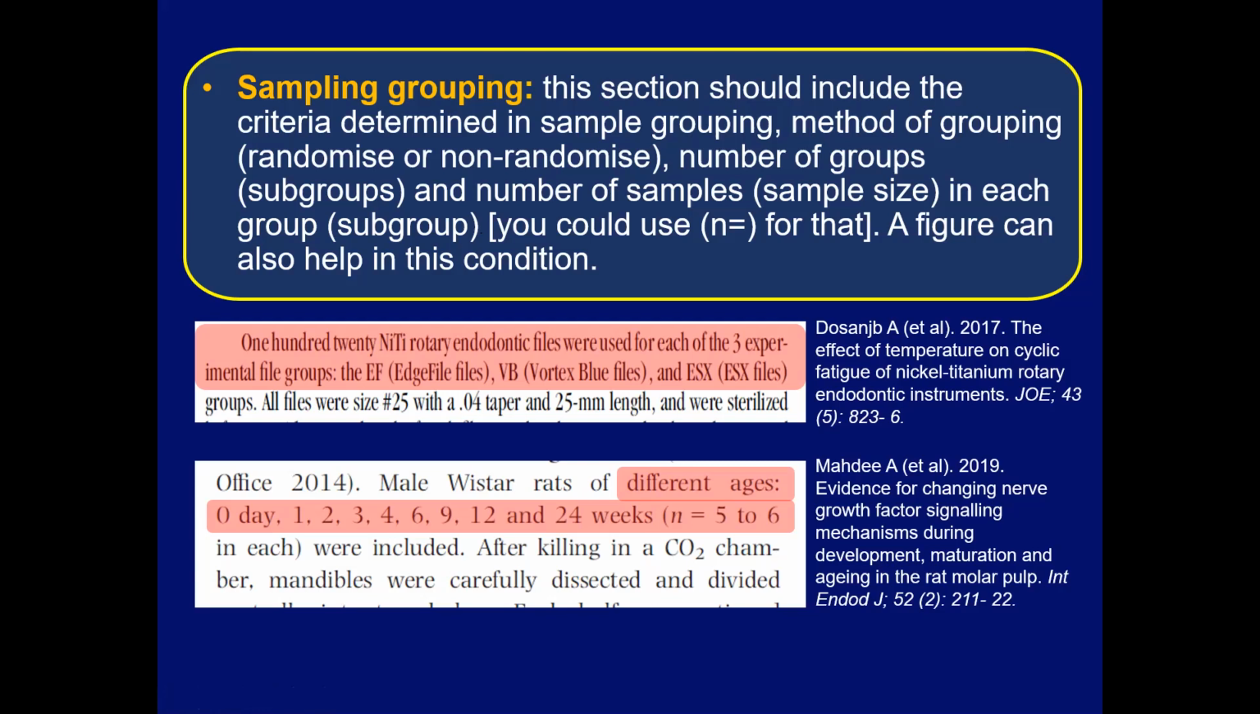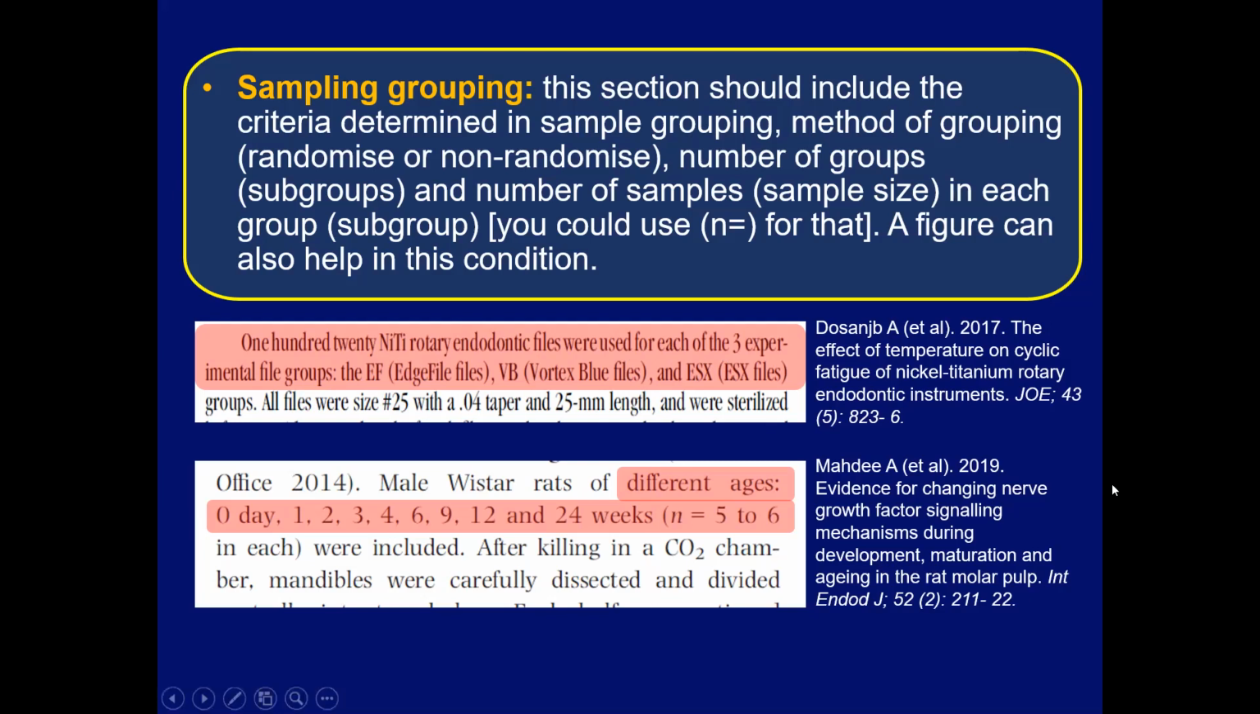You could use the letter N equal as an abbreviation of the numbering, sample number. Sometimes a figure can also help in this condition. So in this following box, the authors stated that 120 NiTi rotary instrument files were used for each of the three experimental file groups, and then their subgroups, the EF, the Eagle file, or the Vortex Blue file, and the ESX file. So those are the grouping, the major grouping, and if they have the subgrouping also.